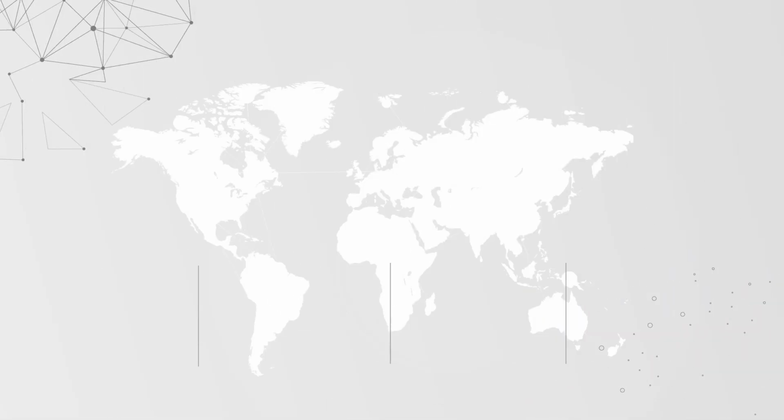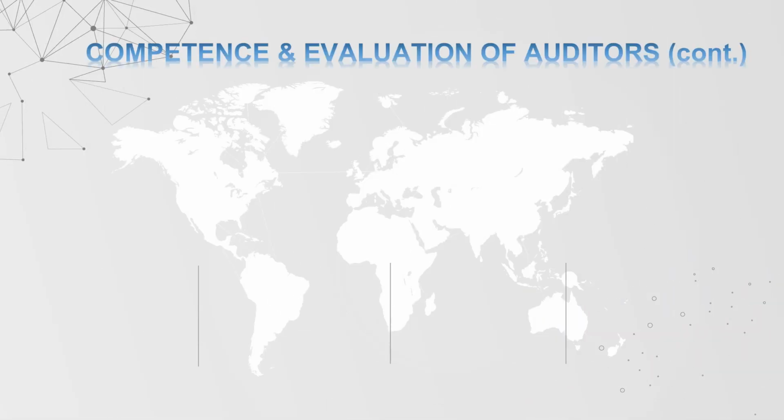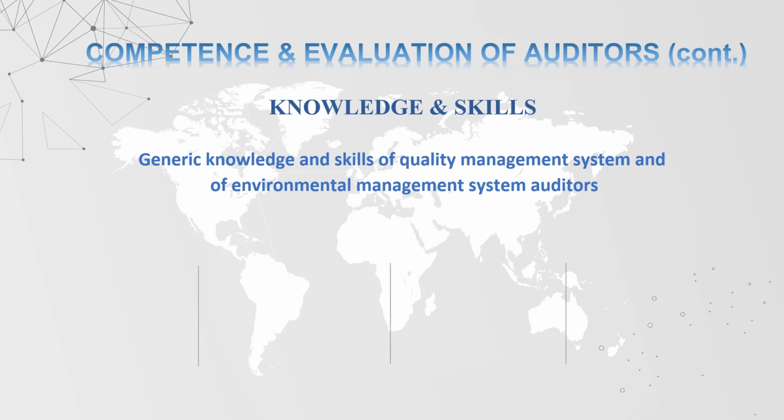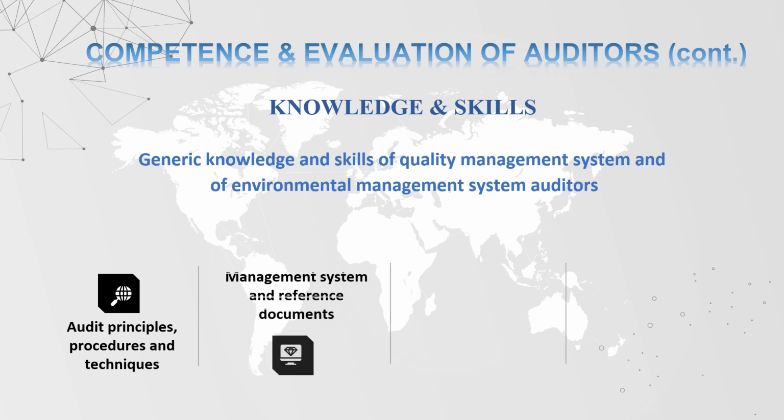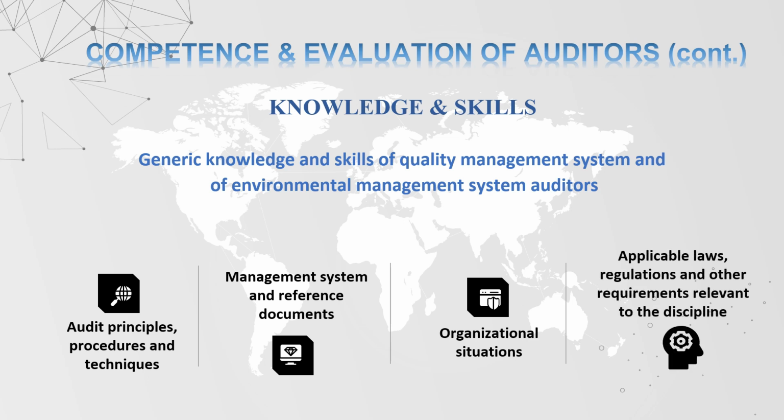On top of that, both quality management system auditors and environmental management system auditors are required to have generic knowledge and skills, such as audit principles, procedures, and techniques, management system and reference documents, organizational situations, and applicable laws, regulations, and other requirements relevant to the discipline.